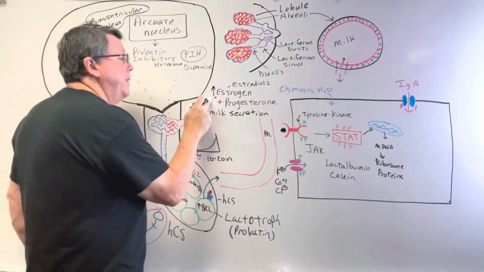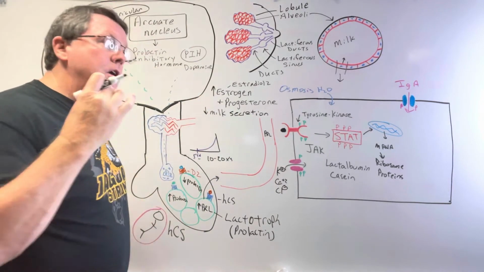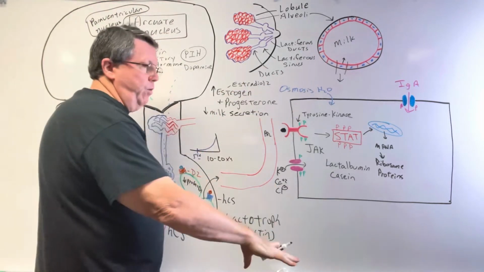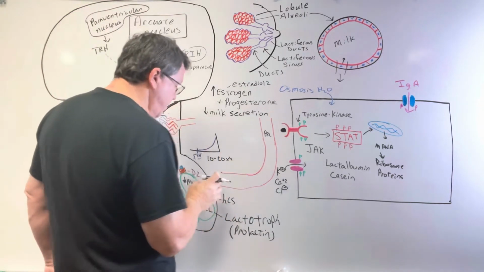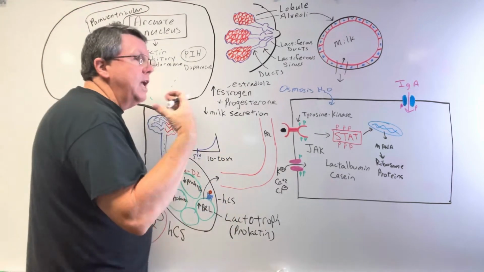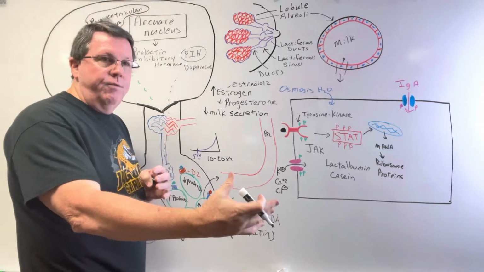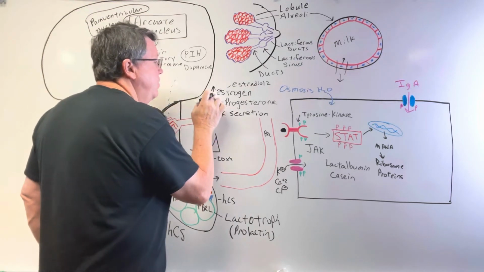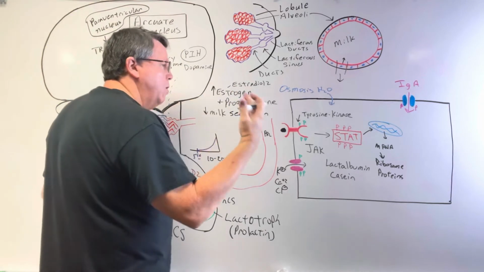Okay, so now the estrogen and progesterone are going to decrease milk secretion, but then after a baby is born, the amount of estrogen and progesterone decrease, and now milk can start to be secreted. Remember, it's not interfering with the amount of milk being made, it's interfering with the secretion of the milk. So now the baby's been born, these are going to decrease, and now milk can start being produced.